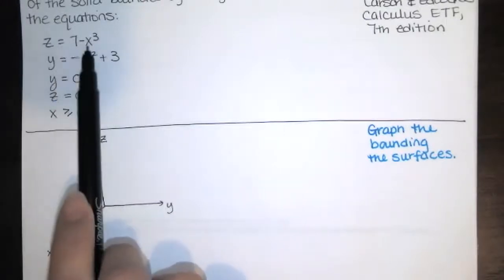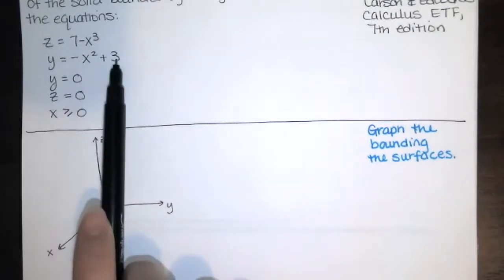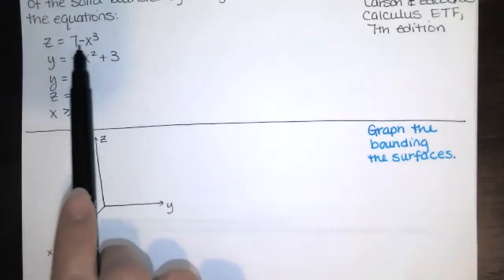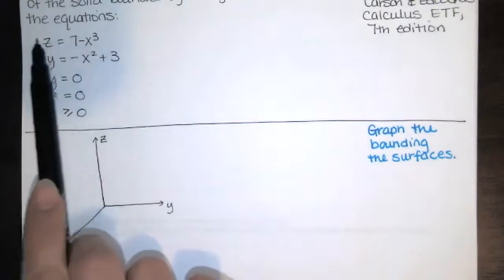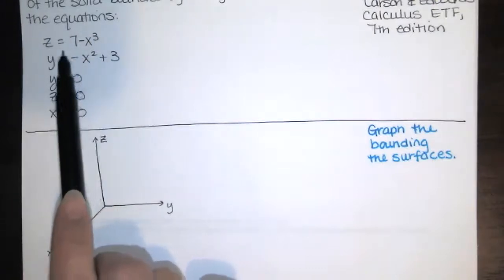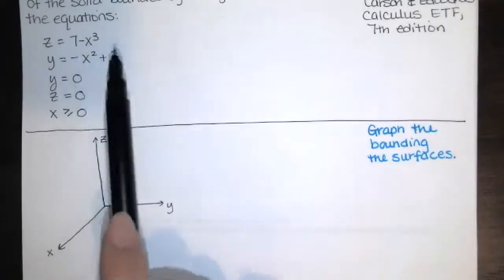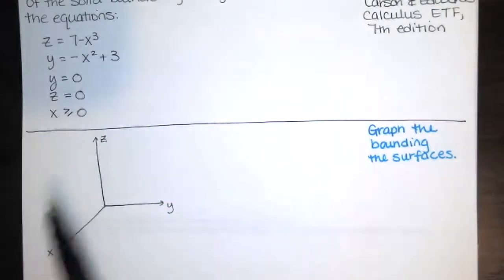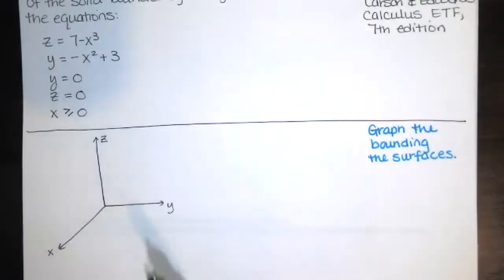Now, we don't actually have standard forms of equations for these two. They're not quadric surfaces. But since this one does not involve y, this is a cylinder with rulings parallel to the y-axis. And since this equation does not involve z, this is a cylinder with rulings parallel to the z-axis. So we're going to use those pieces together, but let's graph these first.